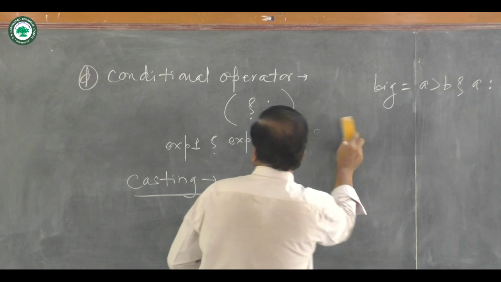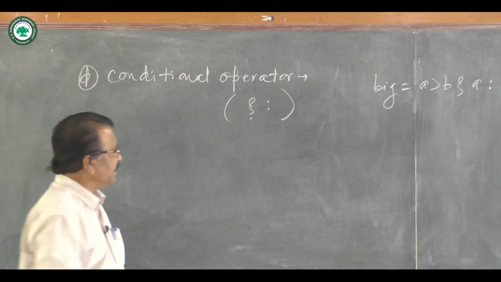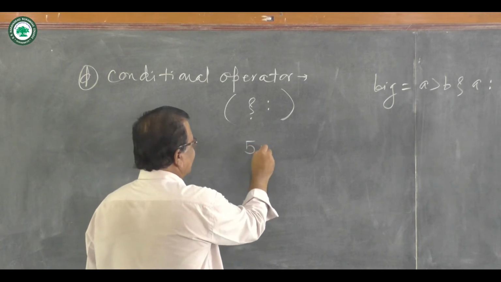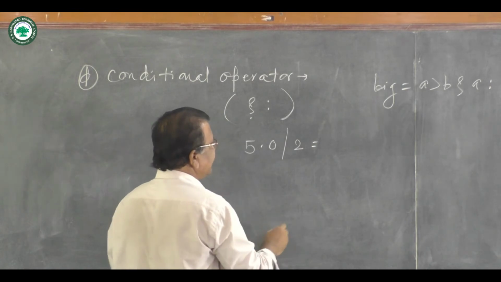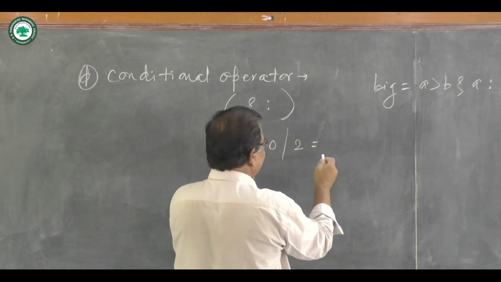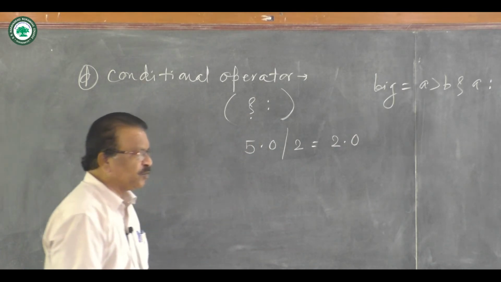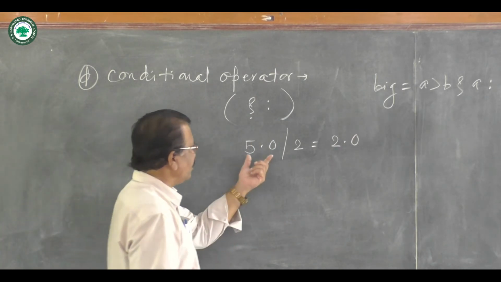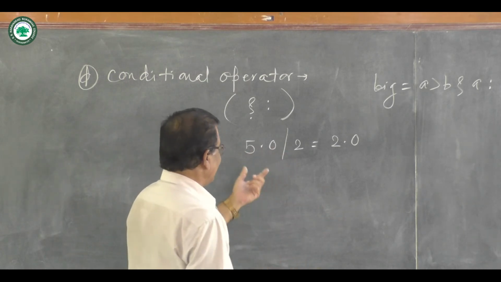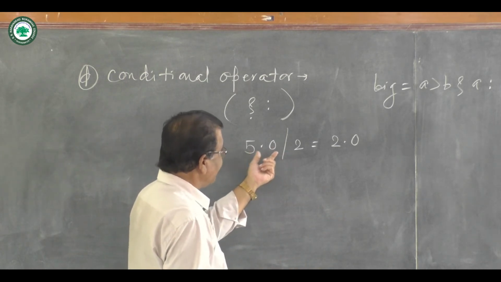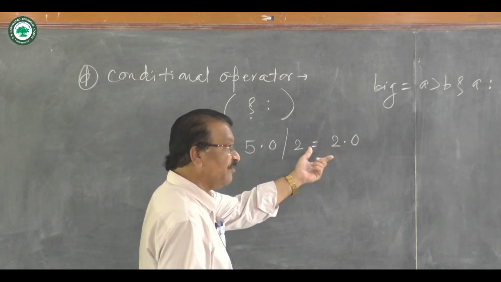Another example is this. If you want a floating point answer for 5 divided by 2, the answer, being an integer division, will again be 2.0. So if I want to convert it into integer data type, this is the answer. Either float divided by integer or float divided by float, the answer will be float.